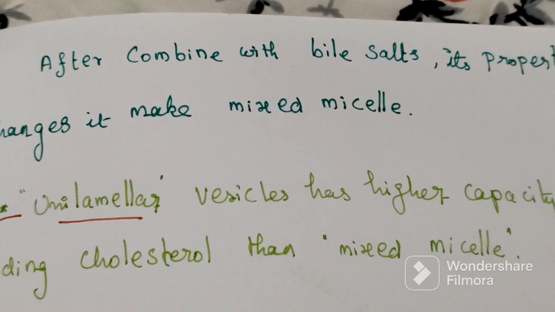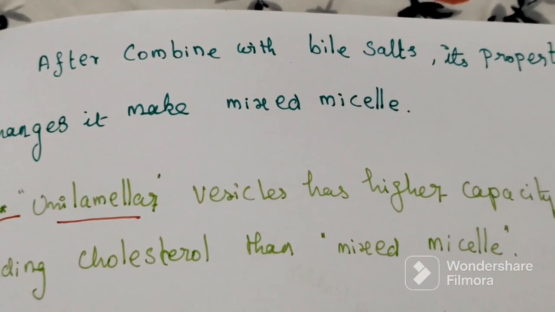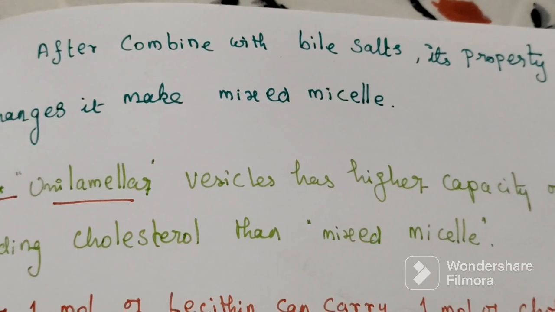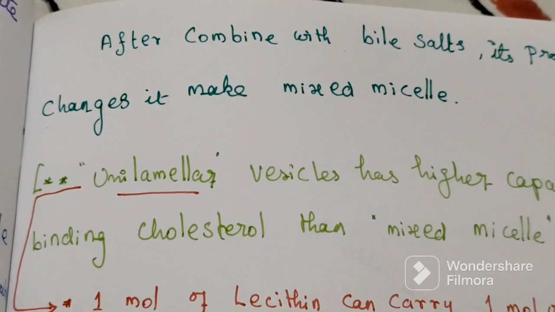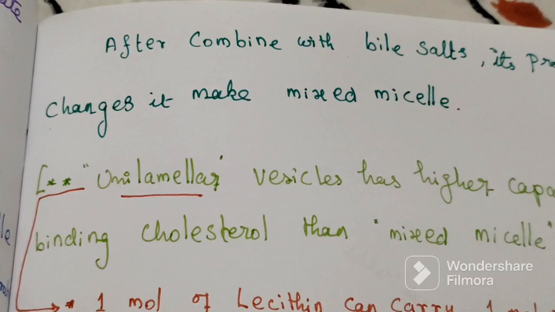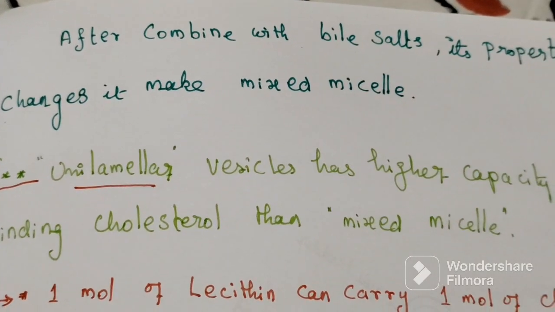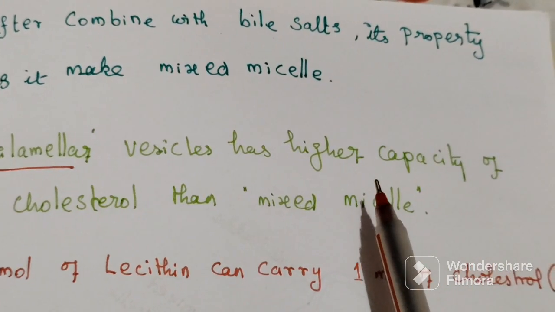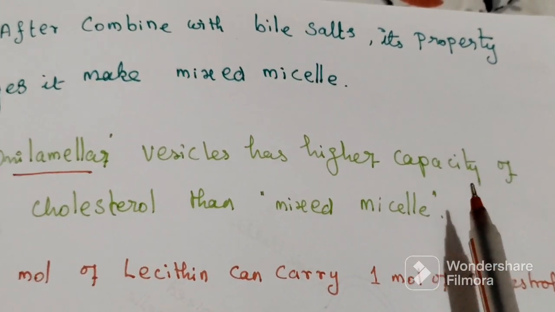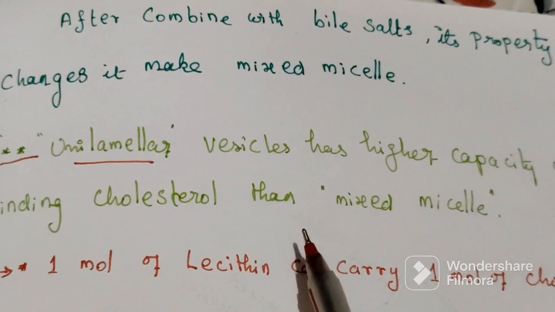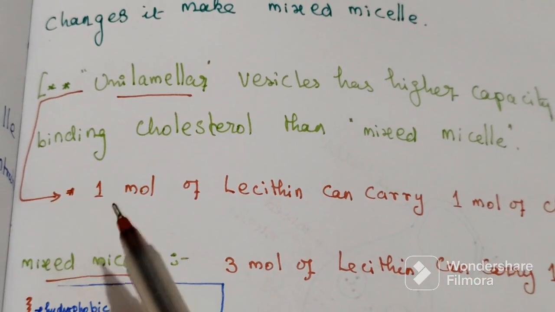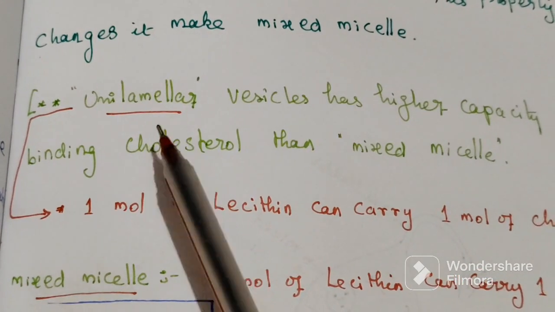After combining with bile salt, its property changes a little bit. It makes a mixed micelle. The unilamellar vesicle has a higher capacity of binding cholesterol than the mixed micelle.